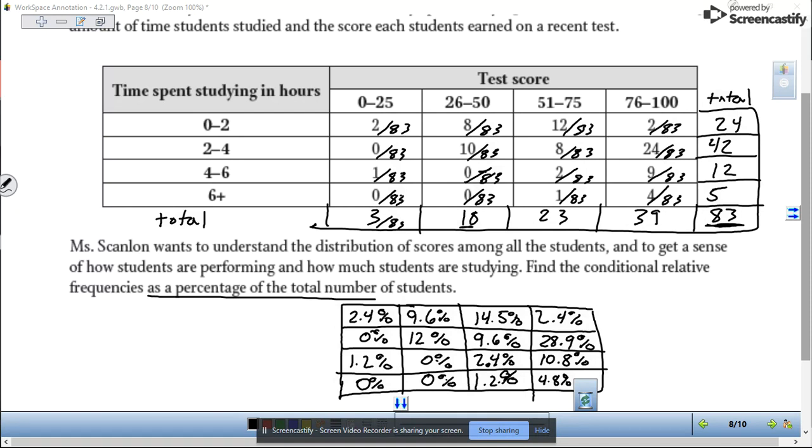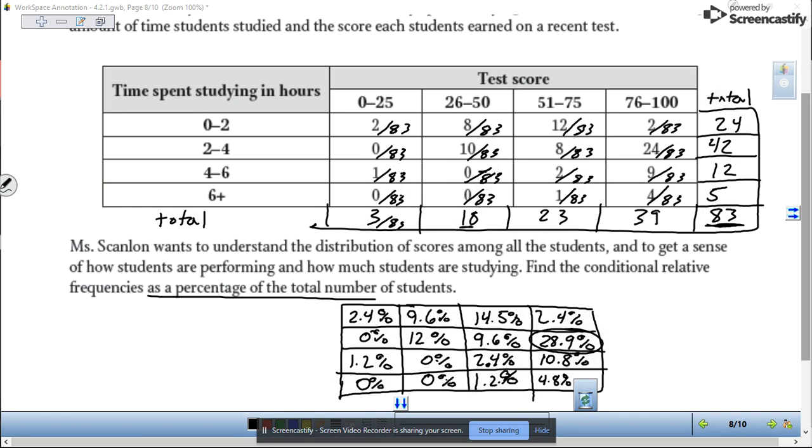In other words, if I asked what percentage of the students made between a 76 and a 100 and studied 2 to 4 hours, that would be here, 28.9%. So 28.9% of our students studied that amount of time. If you add up all those percentages in that chart, guess what you should get? 100%. You get all of it.